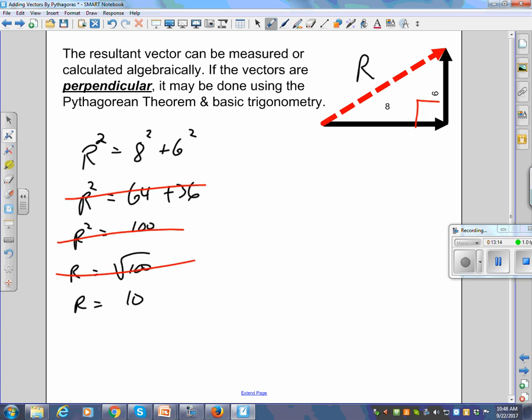We're not done. How come? Because the resultant is a vector which needs a direction. How are we going to find the direction of that? We're going to use SOH CAH TOA, right? Which angle am I trying to find? I'll label them. A or B? Which angle am I trying to find?